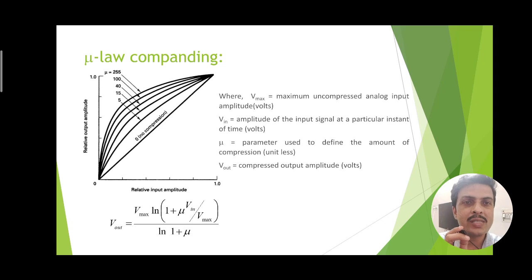So this is the mu law. The mathematical expression is given where Vmax is the maximum uncompressed analog input amplitude, and Vin is the amplitude of the input signal at a particular instant of time, and mu is the parameter used to define the amount of compression, which has no unit. Therefore, the output voltage is nothing but the compressed output which we are getting, which is possible to be quantized as well as encoded.